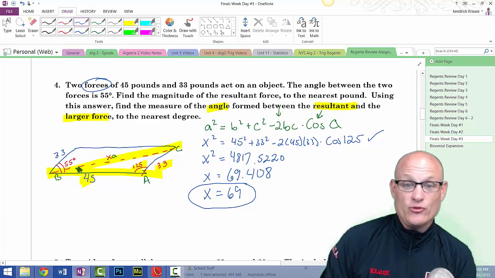And it said using your answer. So I'm going to use the 69 I just found.